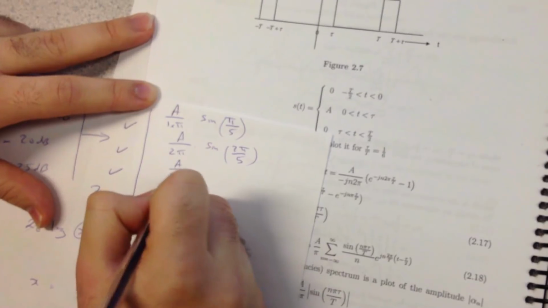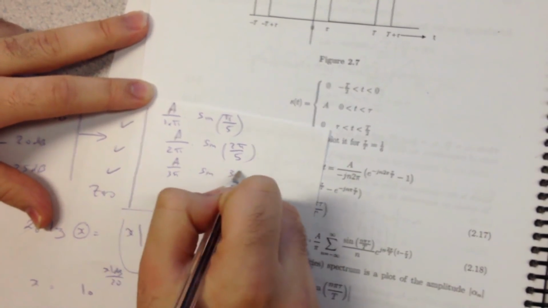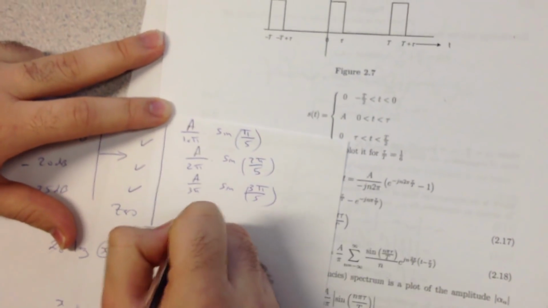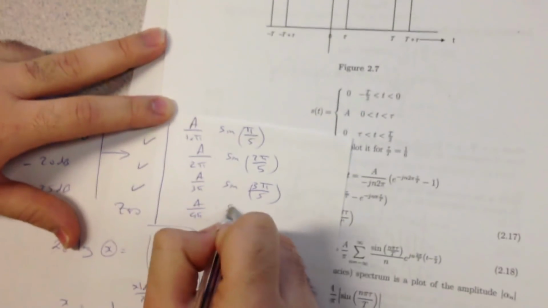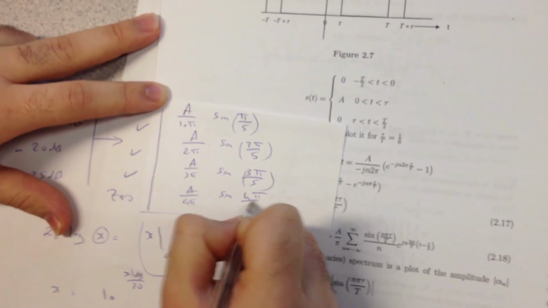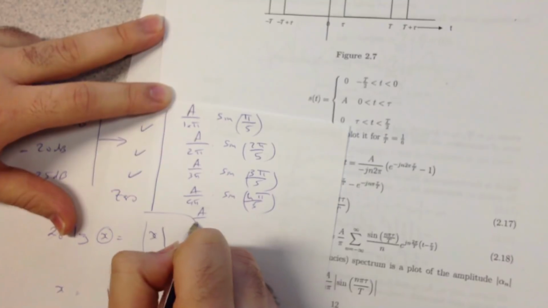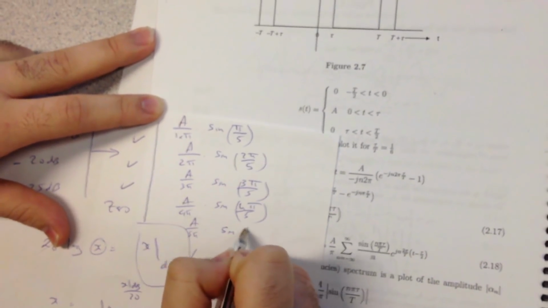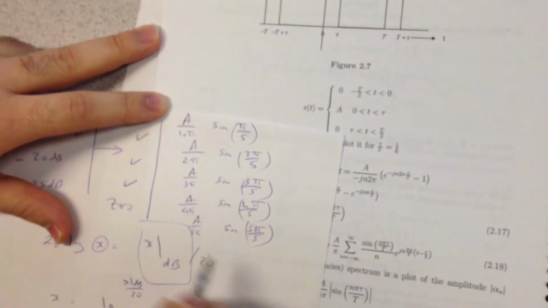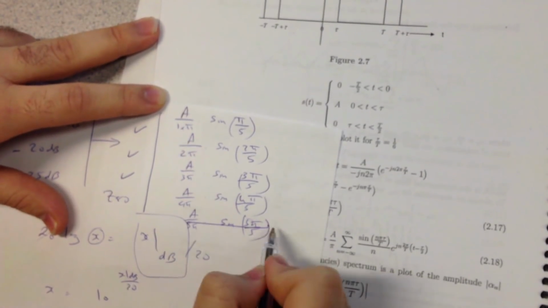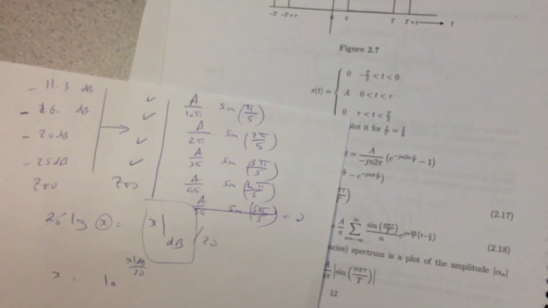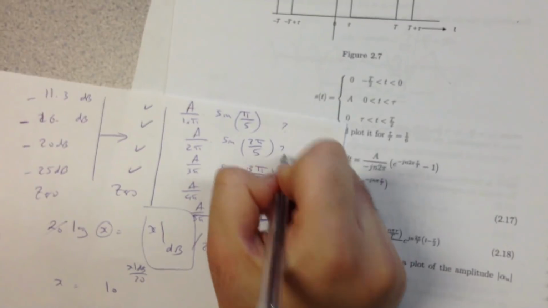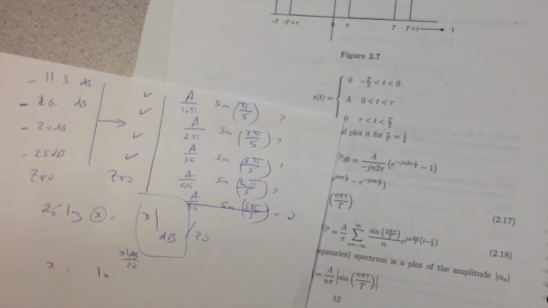A over 3 pi sine 3 pi over 5. A over 4 pi sine 4 pi over 5. And the last one, A over 5 pi sine 5 pi over 5. What is 5 pi over 5? That's 0, so that's okay. We want these numbers.